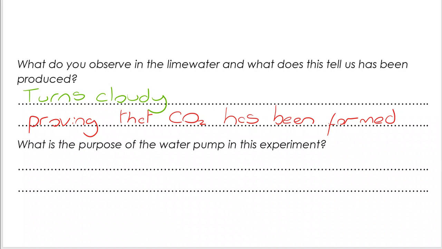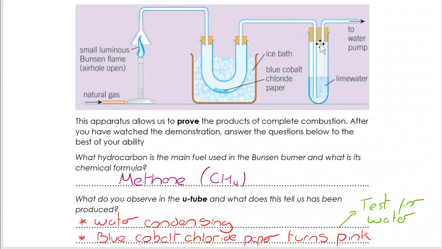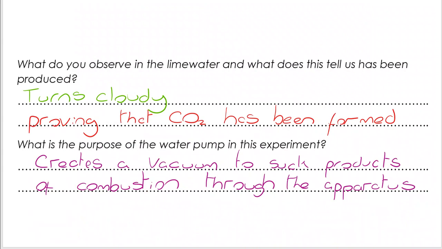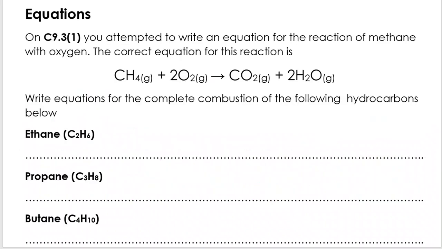And what's the purpose of the water pump? You can see the water pump way down at the end here. The water pump essentially creates a vacuum, so that will suck the products of combustion through at a much faster rate, so we can find out and investigate what gases have been produced much more quickly. So let's have another look at some equations for the products of combustion and see what you can do with these.